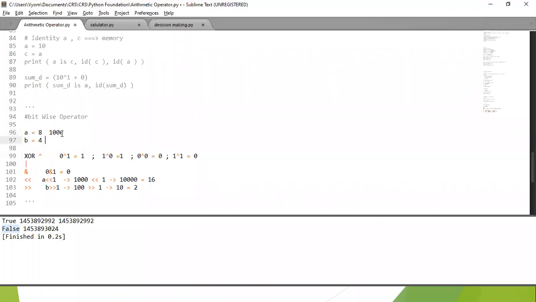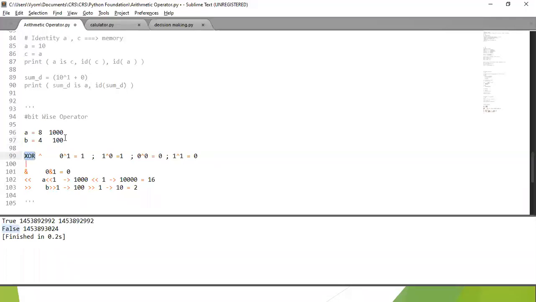So this is how you represent 8, and this is how you represent 4. This is the binary representation of 8. I talked about this in the last class itself. For those of you who don't understand how to convert this, please have a look and read about it. If not, I'll talk about this in the next class. And this is for 4. This is how you convert 4 into binary zeros and ones.